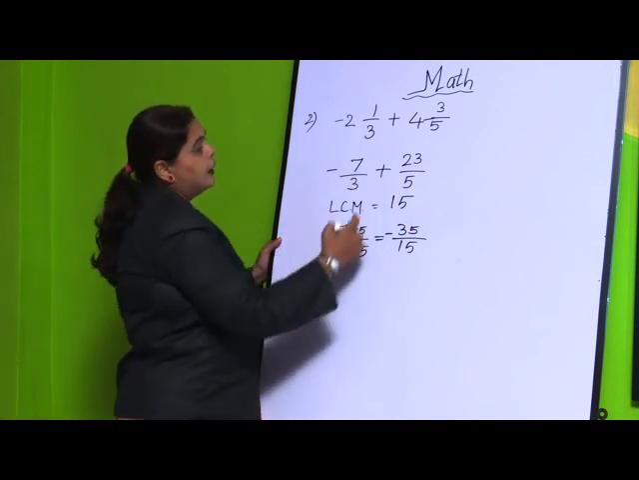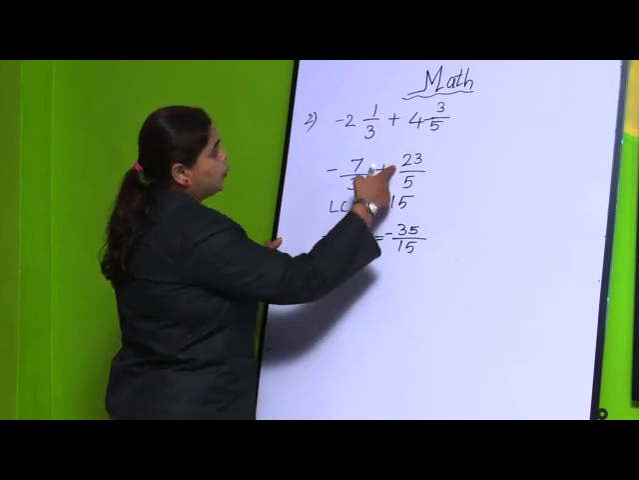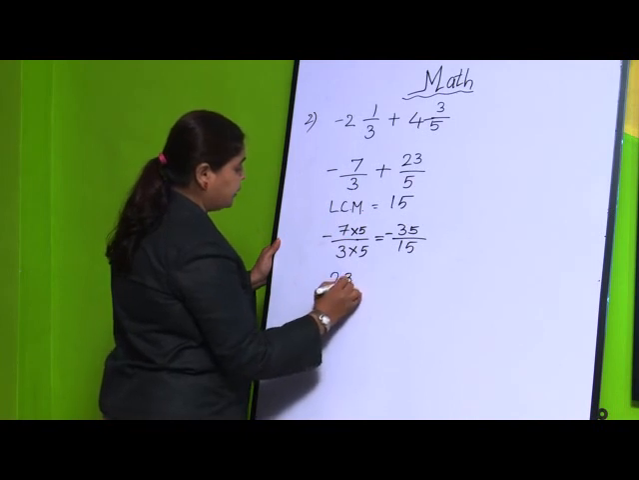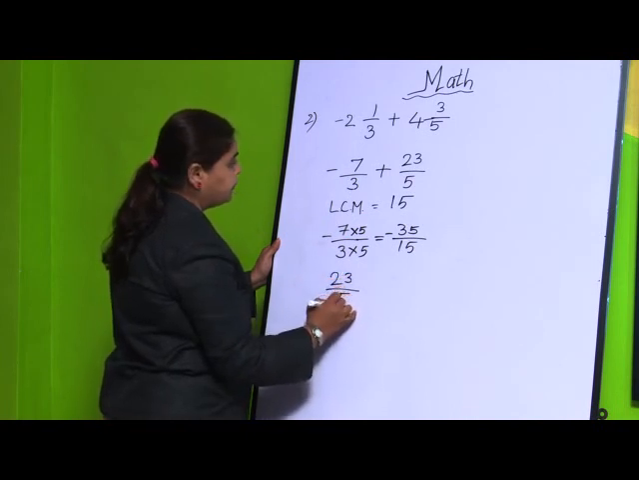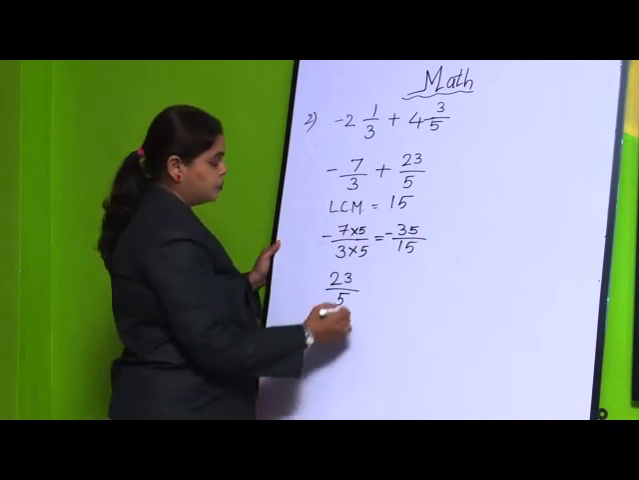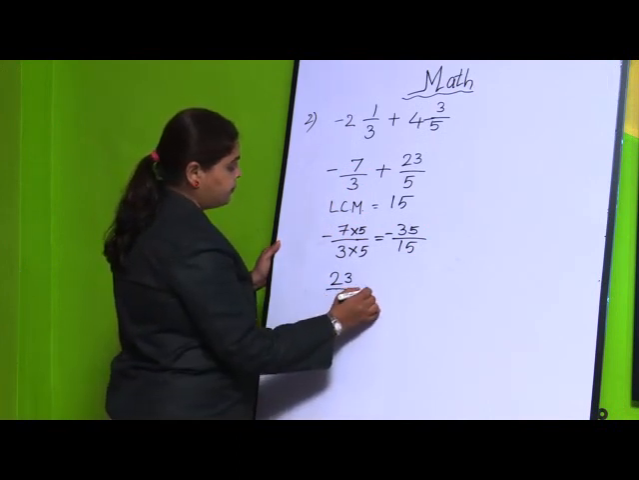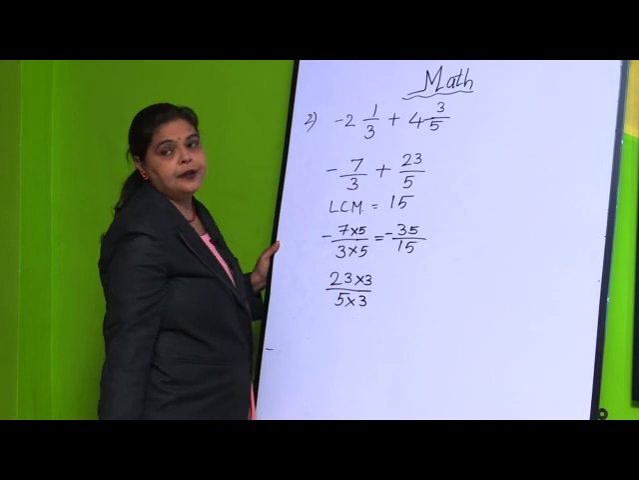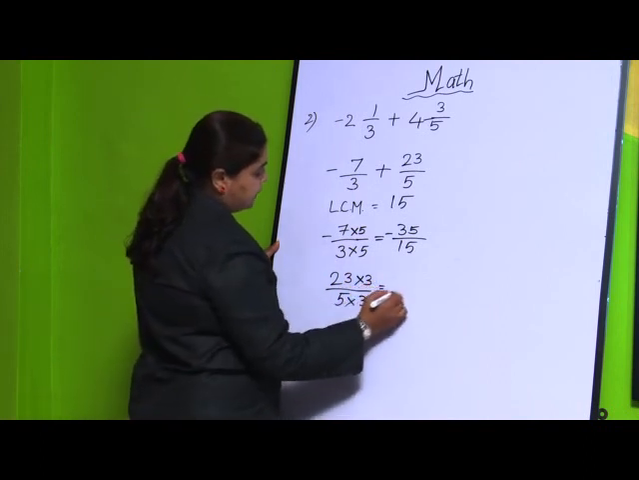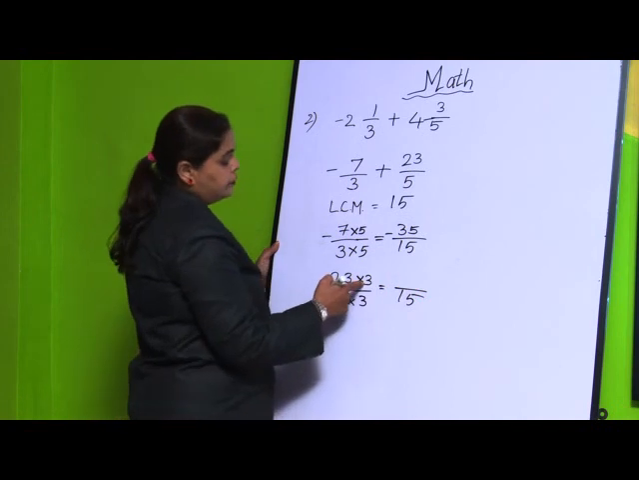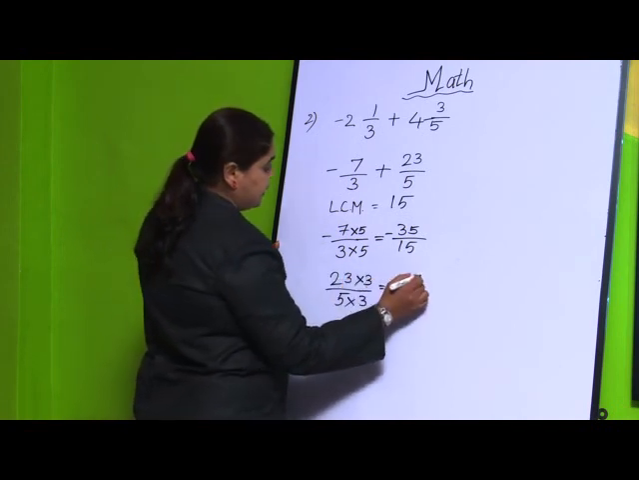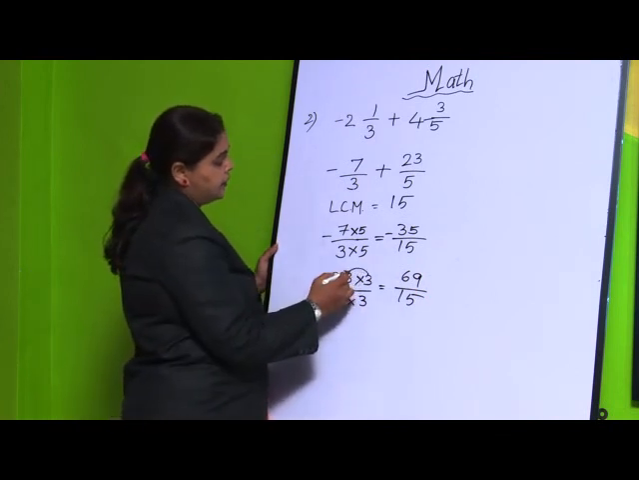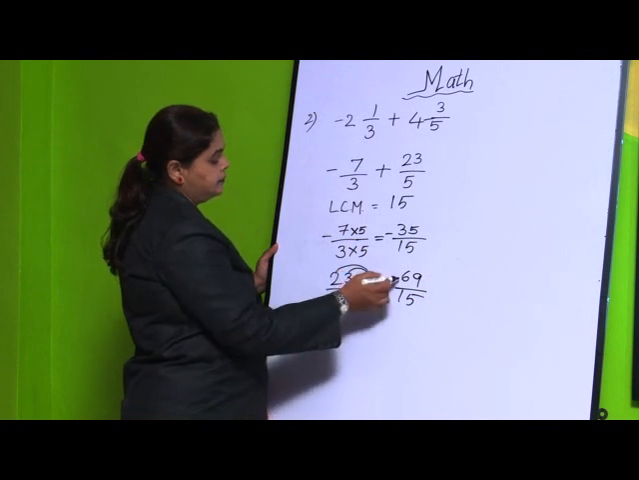We will see the other rational number, 23 upon 5. We have to make it into 15. So it will be multiplied by what to get 15? We will multiply it by 3. Here also we have to multiply it by 3. So in this way 5 3s are 15. Here, 23 3s: 3 3s are 9 and 3 2s are 6. Or you can do the multiplication in this way, 3 3s are 9, 3 2s are 6.